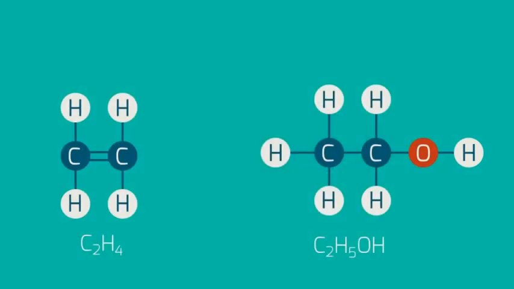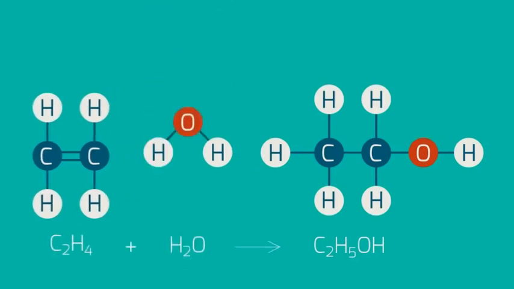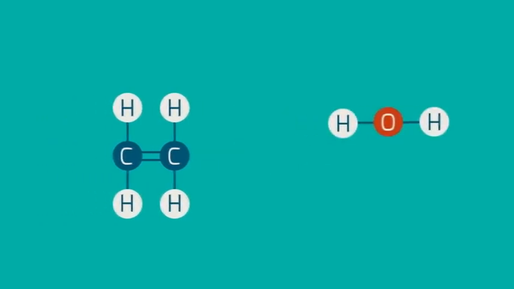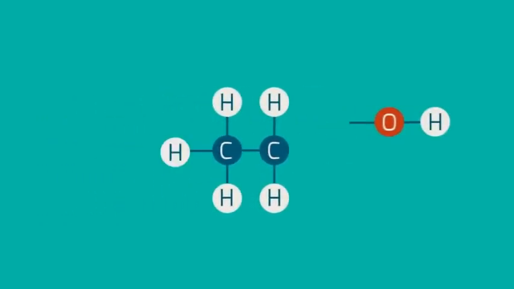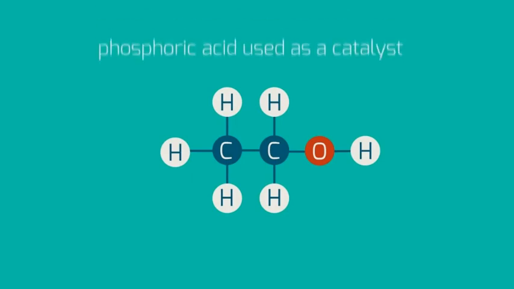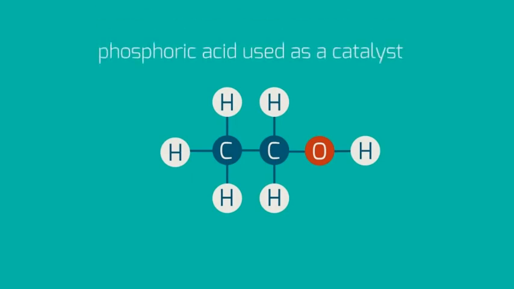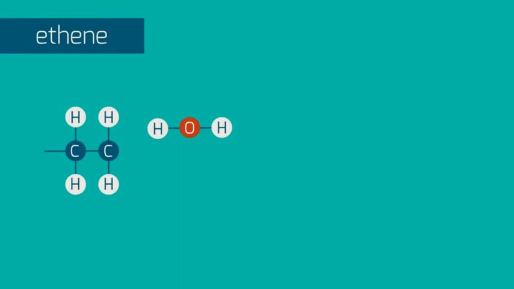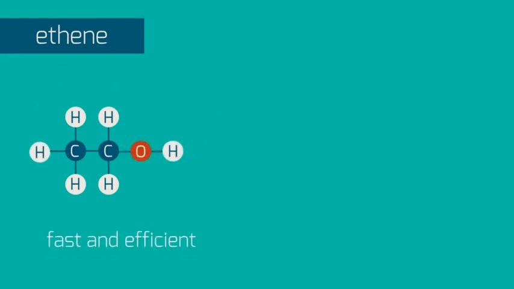Well, the answer is the good old water molecule. It's reacted with the ethene in steam form, and the ethene double bond breaks open, allowing addition of H2O. Phosphoric acid is used as a catalyst. Note that ethanol is the only product in this reaction. The ethene route is faster and more efficient as there is no waste product formed, only the useful one.